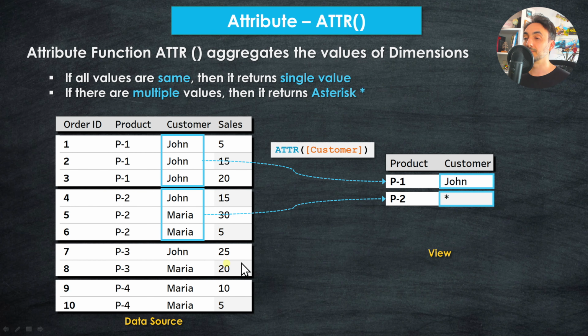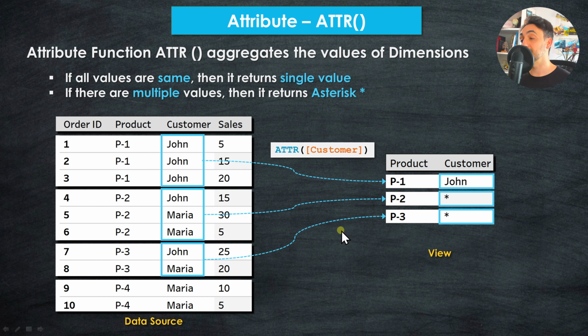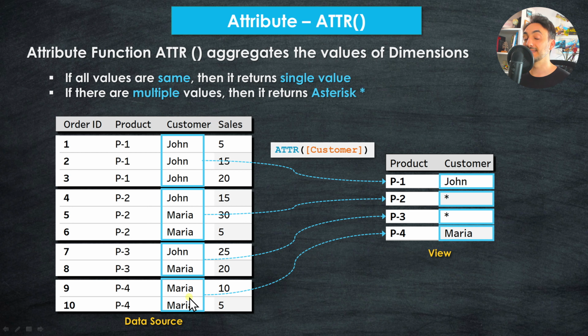Let's move on to the next products. Let's see that we have the P3, and as you can see, we have again two different values, John and Maria. They are not the same. That's why the second option is going to be activated and Tableau is going to have the asterisk in the results. For the product 4, let's check. We have Maria and Maria. So we have the same value. That's why Tableau is going to execute the first option where all the values are the same, and then we're going to get the same value in the output. That's why we have Maria. So that's it for the attribute function.